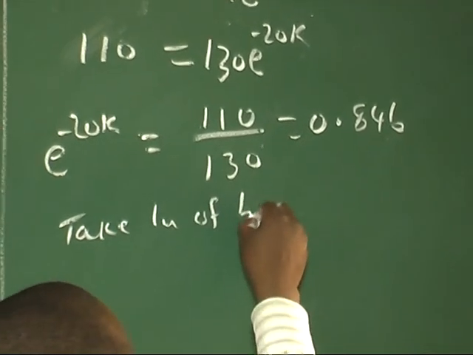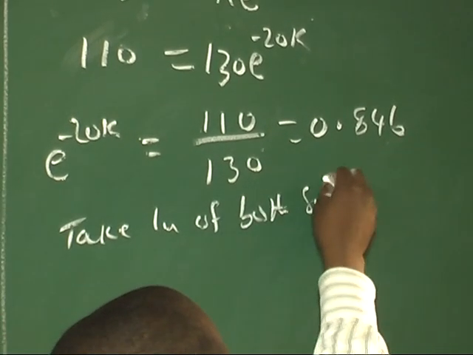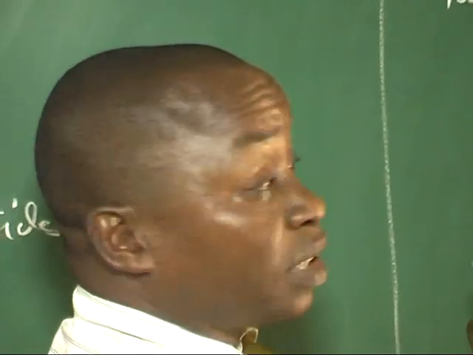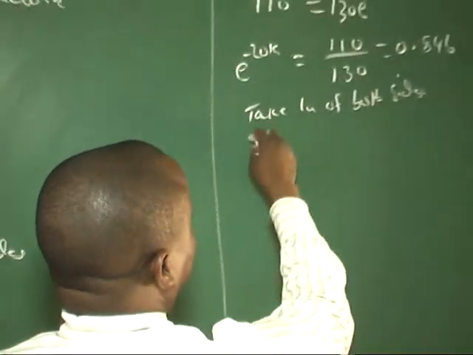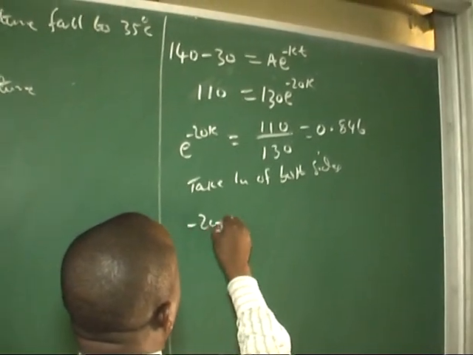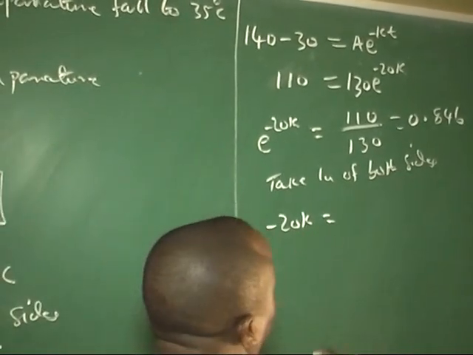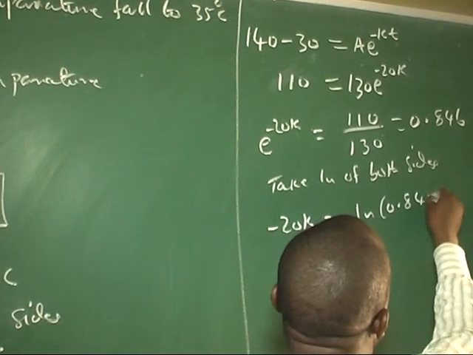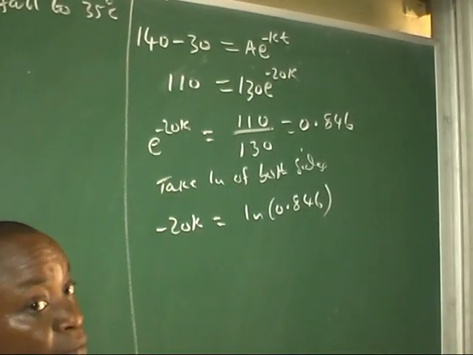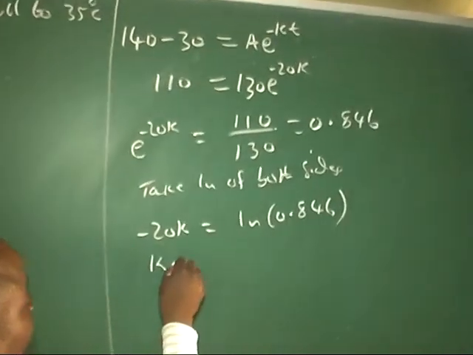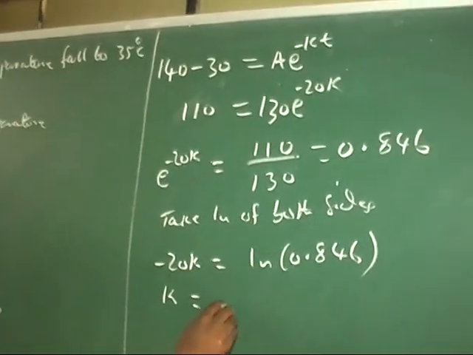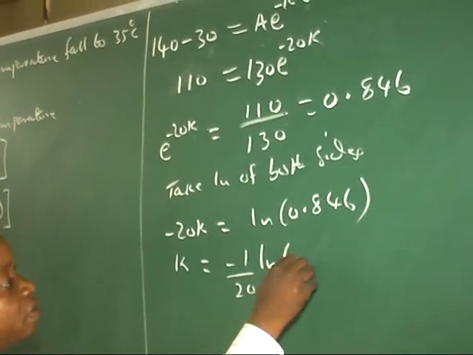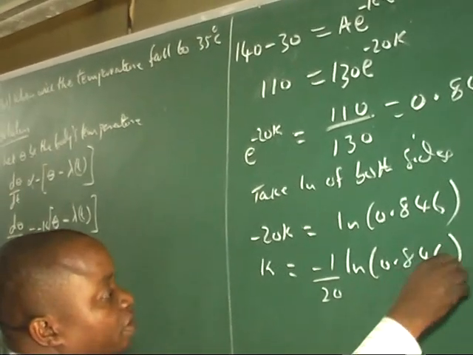Now, if we take ln of both sides, so that we can get the value of K, you see that we will have minus 20K will be equal to ln 0.846. Now, it means that K is the same as minus 1 all over 20 ln 0.846. That's good.